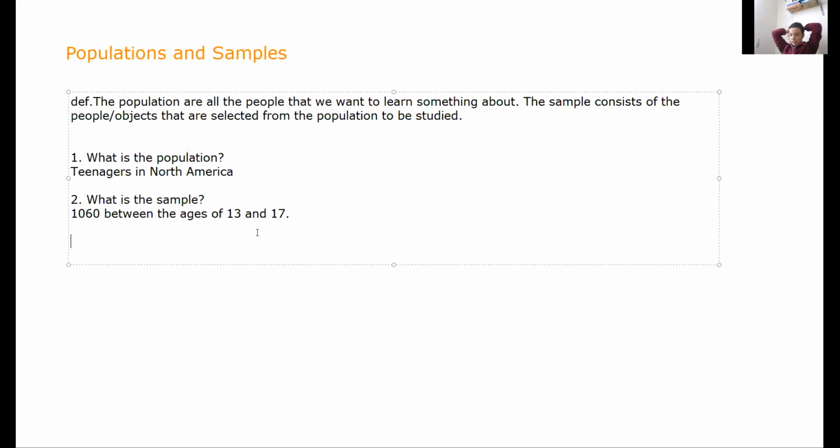Why is it not necessarily ideal to look at the whole population? It would take too long. It would take too long. What else?